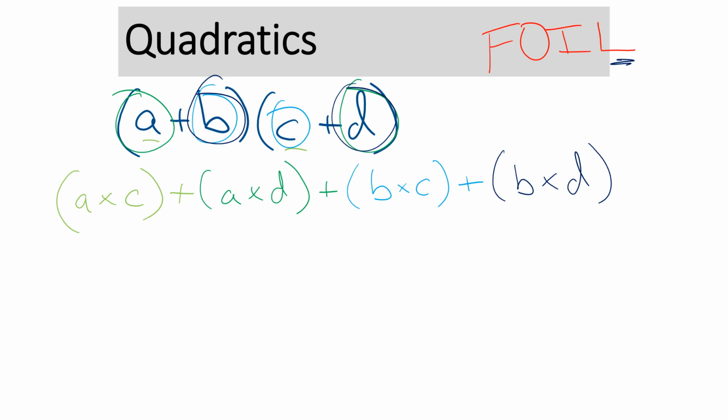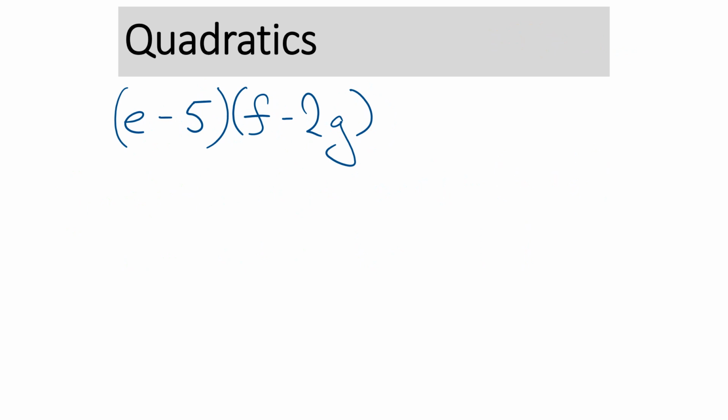Now we just have to do everything that's inside those brackets. So ac plus ad plus bc plus bd. And then we've done it. Easy as, no problems whatsoever. You are amazing, we are amazing, easy.